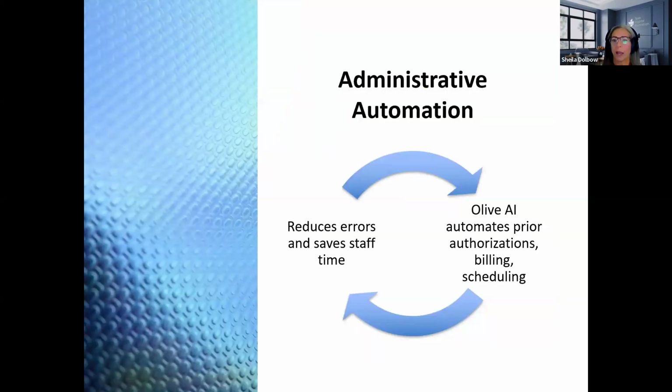From an administrative perspective, Olive AI helps automate prior authorizations and your billing process and some of your scheduling. And if you have not had to sit on the phone to perform a prior authorization for a patient, this can be very time consuming. And a lot of times when you're trying to get authorization for something for your patient, you may be talking to someone on the other end of the phone who does not have the medical background and knowledge to fully understand why a patient would need whatever it is that you're asking for.